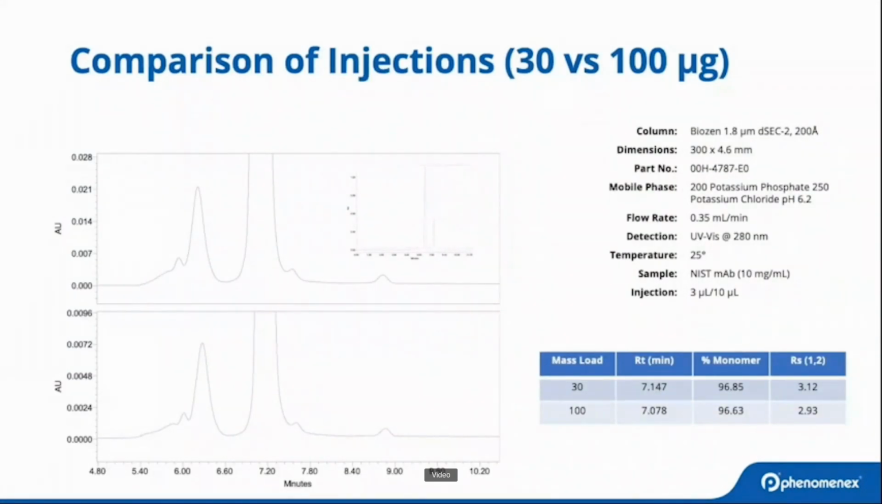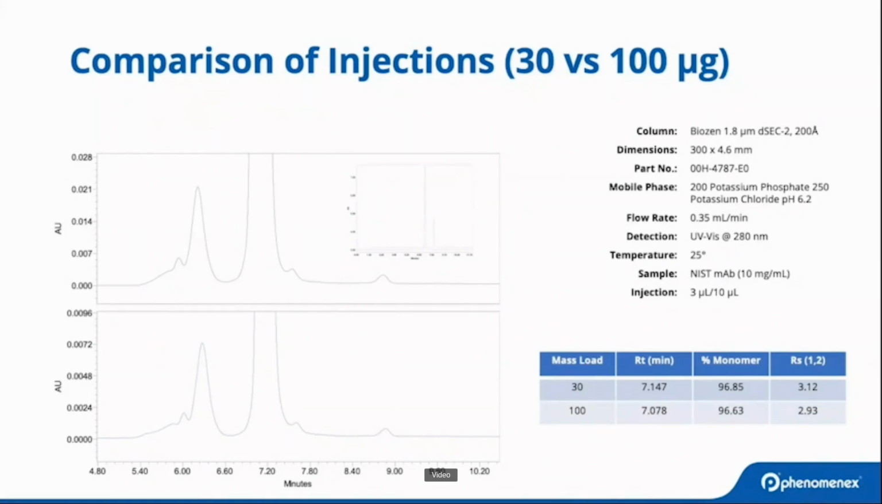So if we look at total mass load on the column, and we've really sort of skipped over what that might be, but it's not actually a trivial thing when we look at mass load. And sometimes you need to load an excess of sample to get a proper assessment of your aggregate peak, especially if the amount of aggregate is below 0.2% by peak area. So here we've got NISTmAb again, and now we're looking at 30 versus 100 micrograms on column and comparing chromatographic performance.